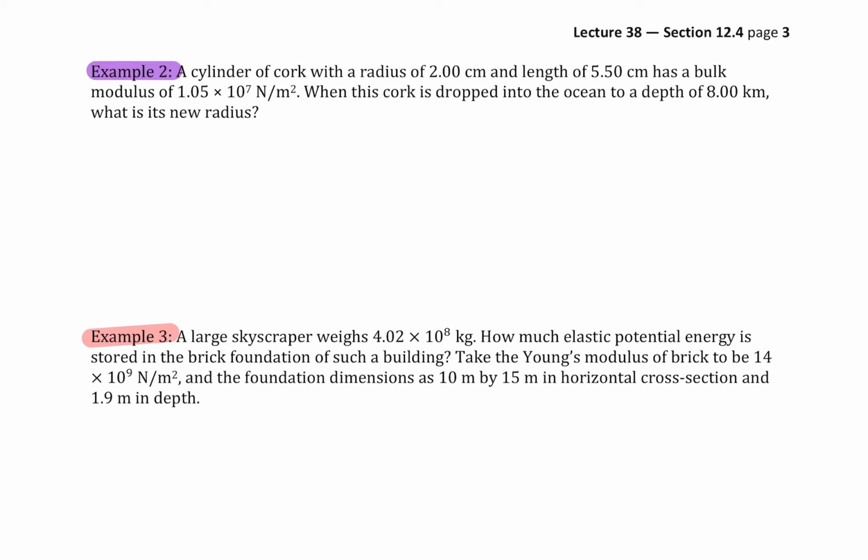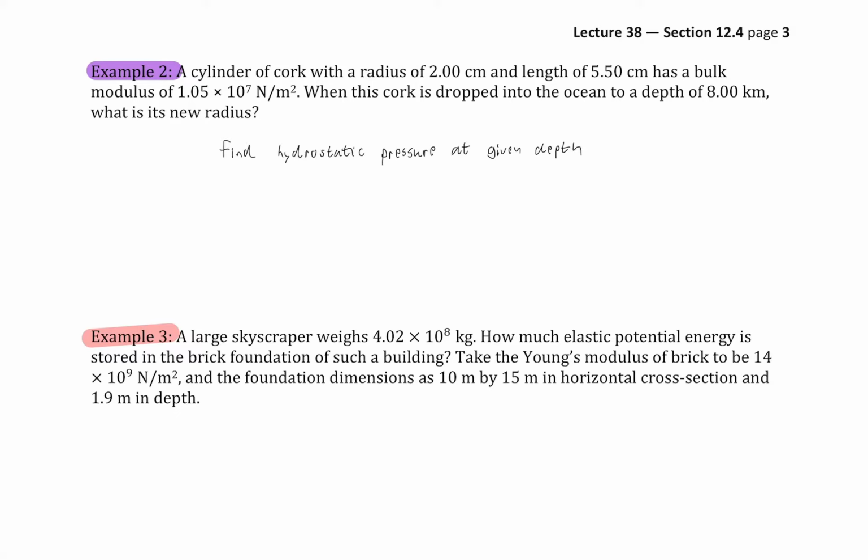So a cylinder of cork with a radius of 2 centimeters and a length of 5.5 centimeters has a bulk modulus of 1.05 times 10 to the 7 newtons per square meter. That's a low bulk modulus because cork is rather easily compressed, right? When this cork is dropped into the ocean to a depth of 8 kilometers, basically some deepest part of the ocean, what is its new radius?